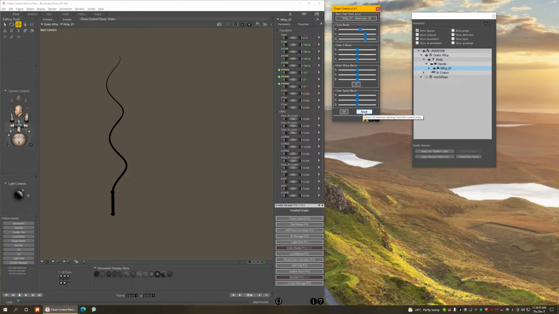The reset button, if I just control right click on a specific axis, it only resets that axis. But if I click on the reset button, it resets all three at the same time, which can save you some time. That has the same effect as if I have used all three dials, and if I control right click each one individually, that does the same as reset button. All right, that was the bend, which is pretty straightforward.